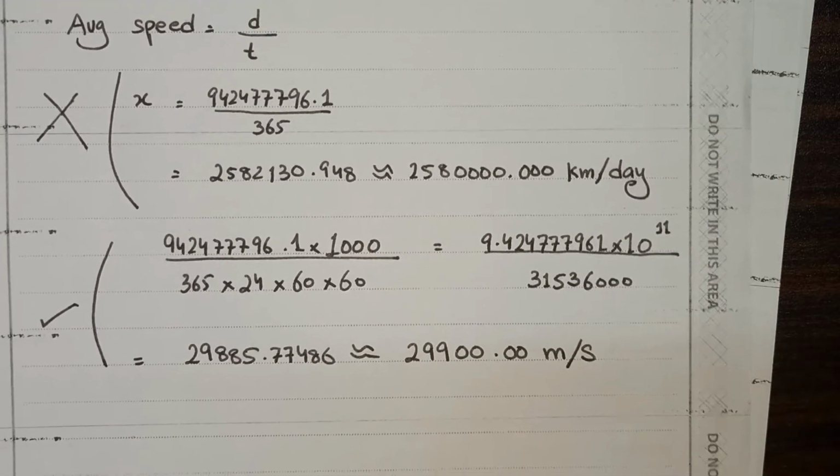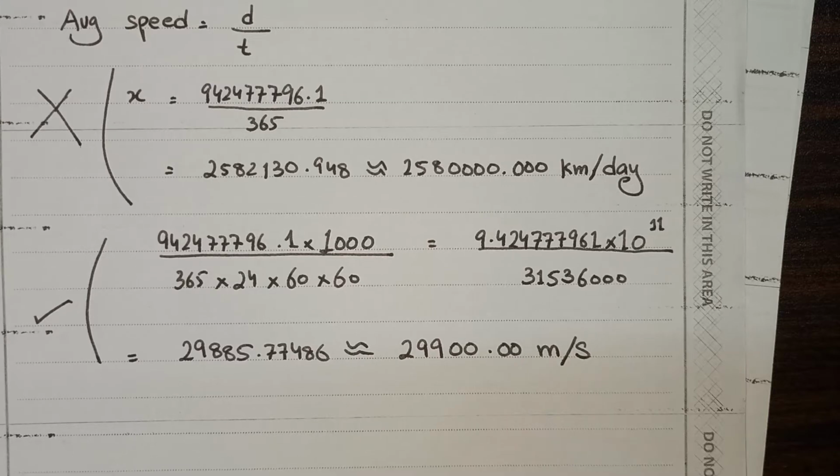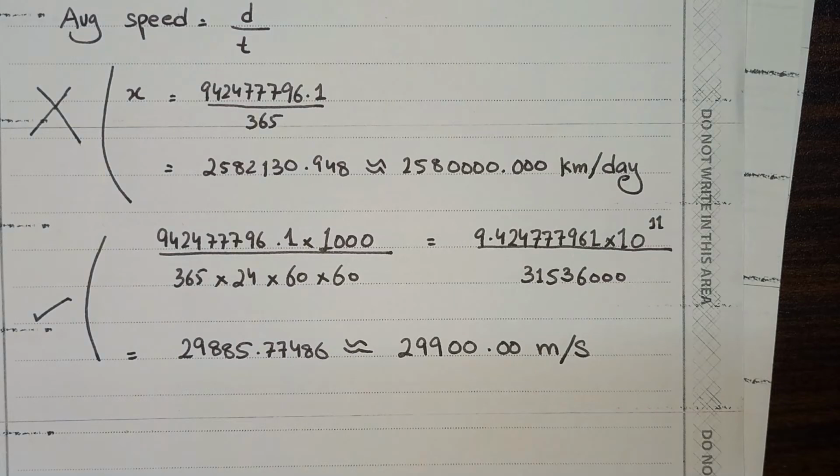So how are you gonna do that? We're gonna convert kilometers to meters and days to seconds. To convert kilometers into meters, you multiply by 1000, because in 1 kilometer there are 1000 meters. So we have done that over here.